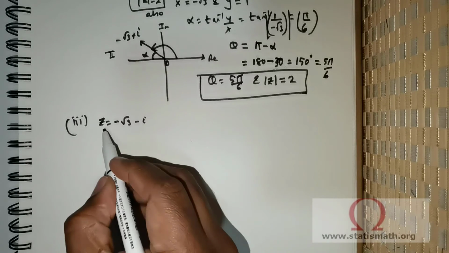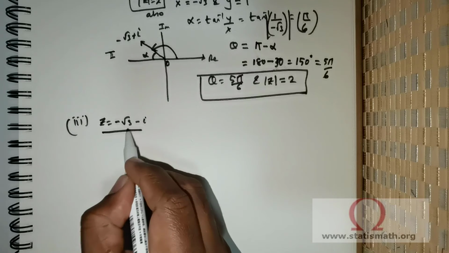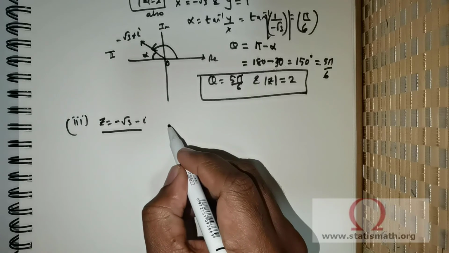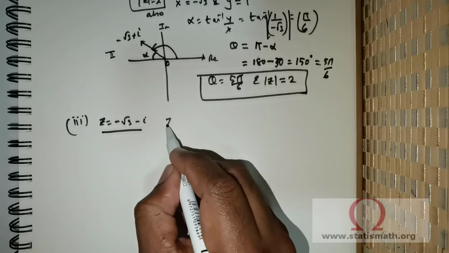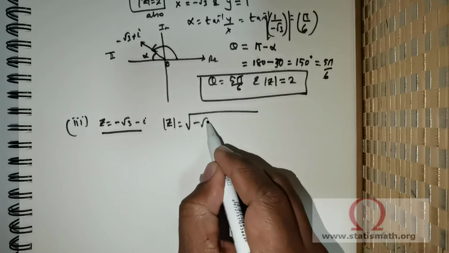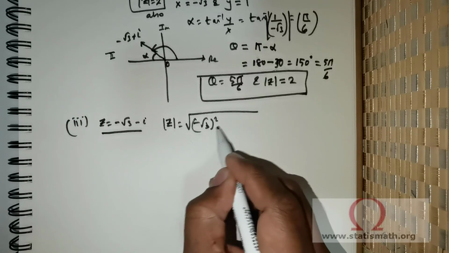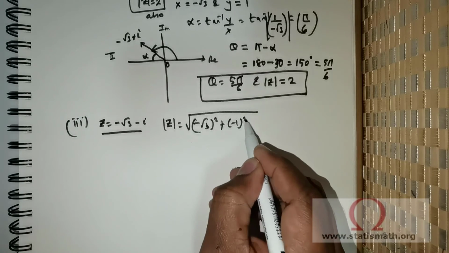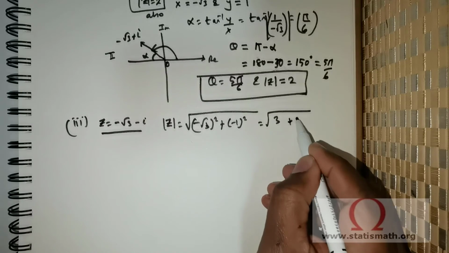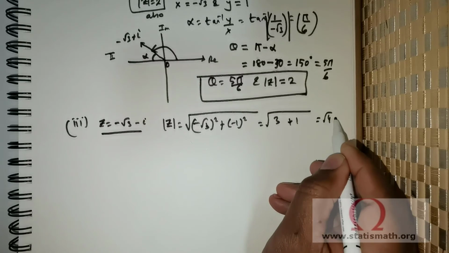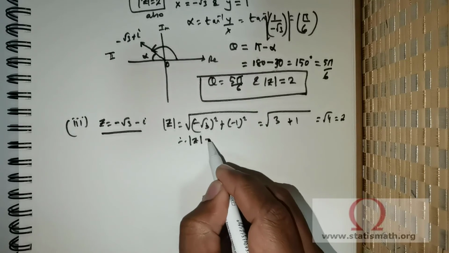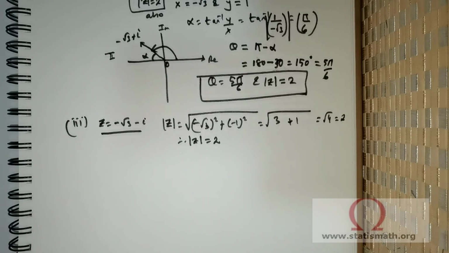Students, we are given this question. z is negative root 3 negative i. We are expected to find the modulus and the principal argument. Now clearly from here, modulus of z is equal to root of negative root 3 raised to the power 2 plus negative 1 raised to the power 2. This is equal to 3 plus 1, which is equal to root of 4, which is equal to 2. So therefore the modulus of this complex number is 2.